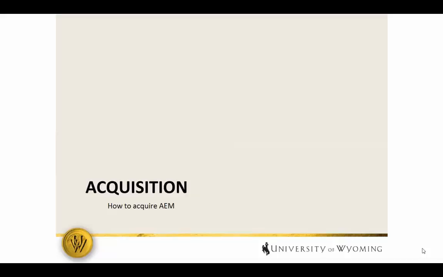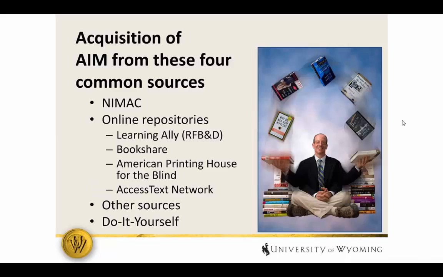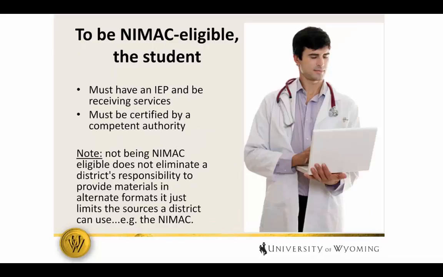How to acquire AEM. There are 4 common sources for acquiring AEM. 1. The National Instructional Materials Access Center, NIMAC. 2. Accessible Media Producers, AMPs. 3. Publishers via the Access Text Network. 4. Do it yourself. The following is a summary of each source, the type of materials they provide, and a description of who is eligible to receive materials from them. In-depth information about the legal context was provided in the Part 1 session.